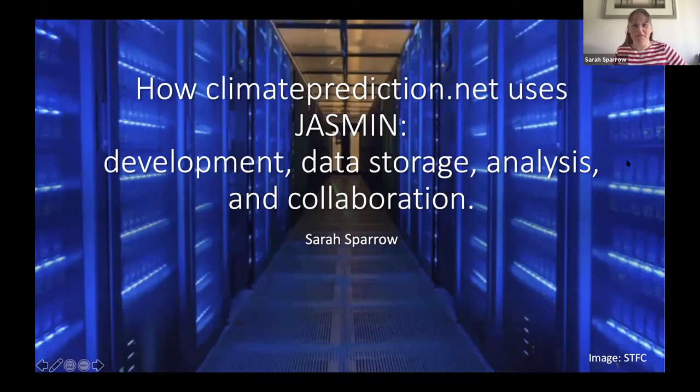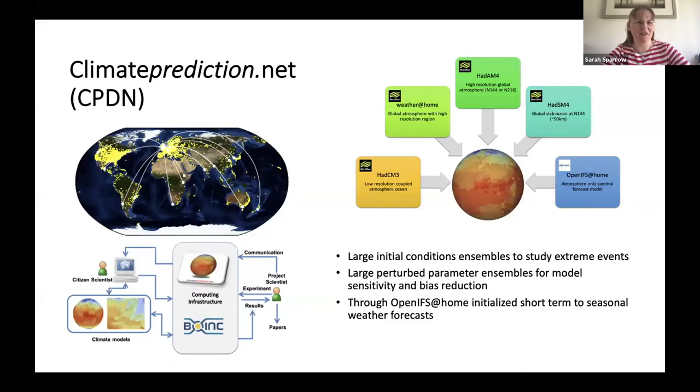What I'm going to talk about today is really the climateprediction.net project and the variety of ways in which we use JASMIN and JASMIN services. So first of all, what is climateprediction.net?